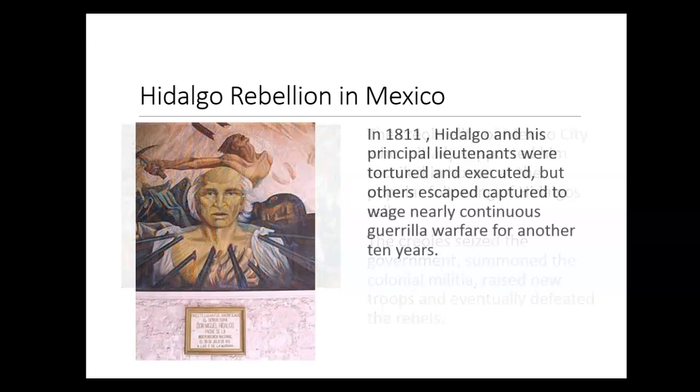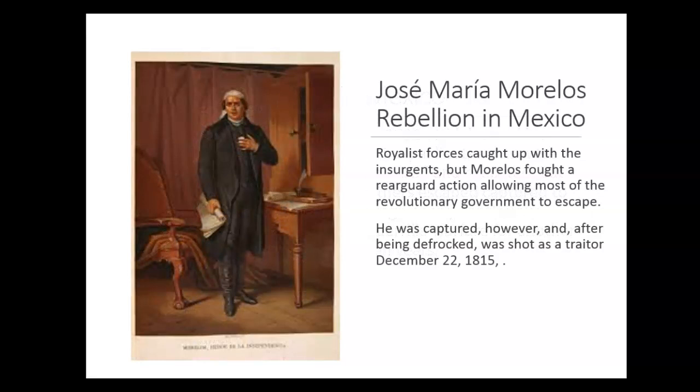In 1811, Hidalgo and his principal lieutenants were tortured and executed. This first bloody phase of the Mexican wars for independence came to an end with Hidalgo's execution, but the movement that he sparked was by no means dead. Shortly after, another priest and a far better general, Jose Maria Morelos, assumed the leadership of the independence movement and continued pushing for Mexicans' freedom.